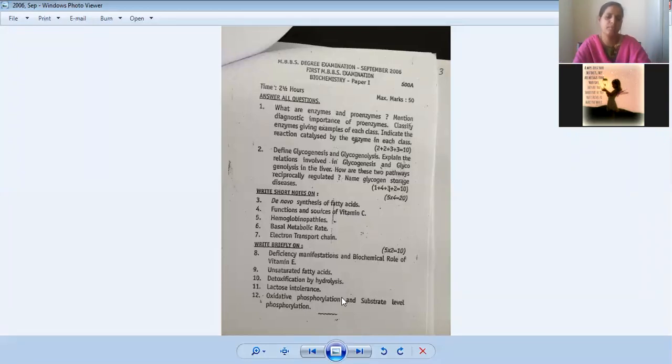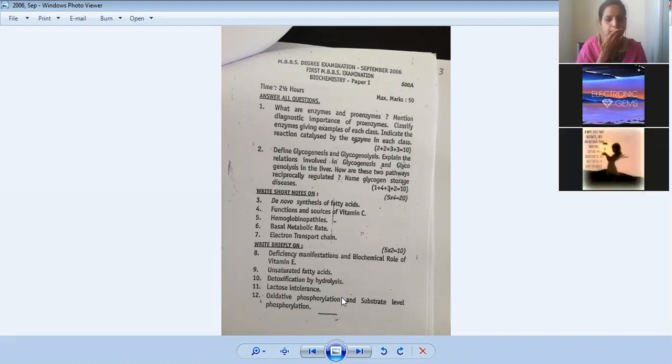Then lactose intolerance. This also we have discussed. It is a deficiency of lactase enzyme, so lactose is not digested in our body and not converted to glucose and galactose. Especially in newborn babies suffering with this disorder, we have to go with milk formulas which do not contain lactose. We have commercial milk powder formulas designed in such a way that they do not contain lactose.